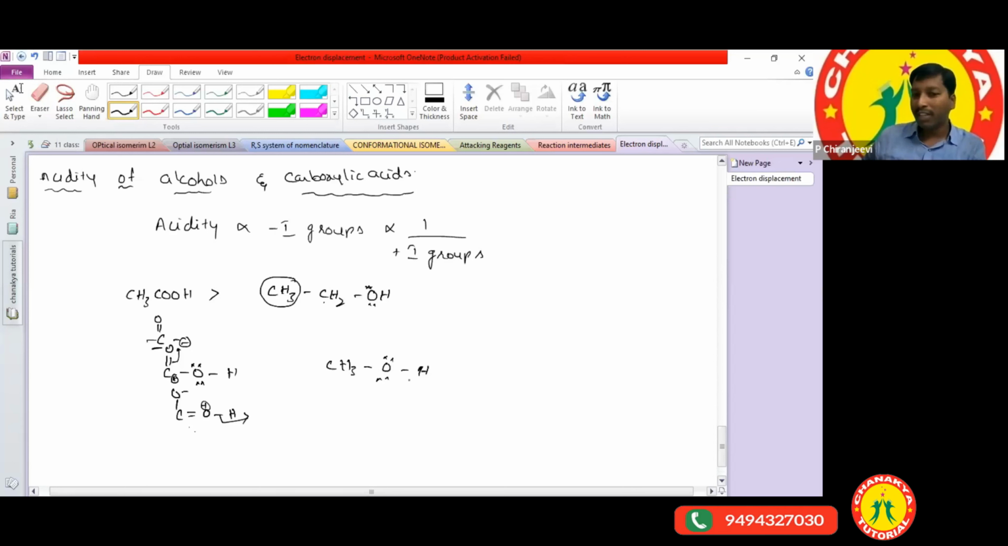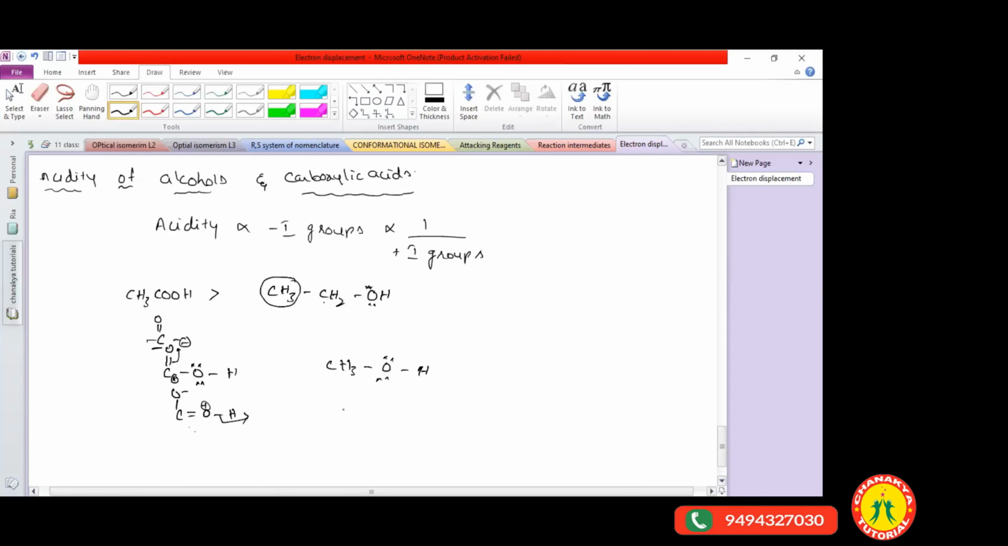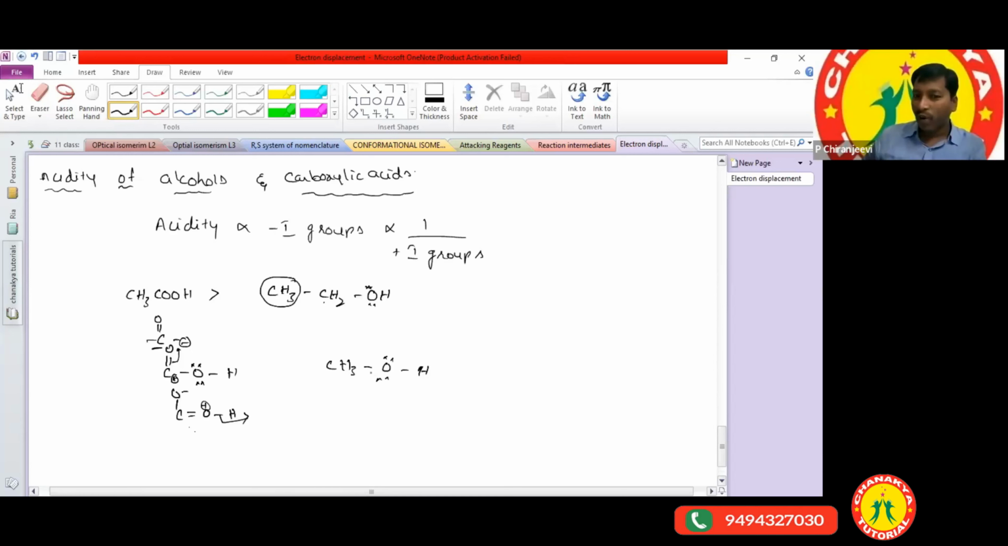But in the alcohol, is there any possibility to remove the H plus ions easily? No. Because the methyl group is again donating electrons, the electron density increases. If the electron density increases, the attraction between the oxygen and hydrogen increases. So more energy is required to break the bond between the oxygen and hydrogen. That's why carboxylic acids are more acidic than alcohols. Now you got the clarity?